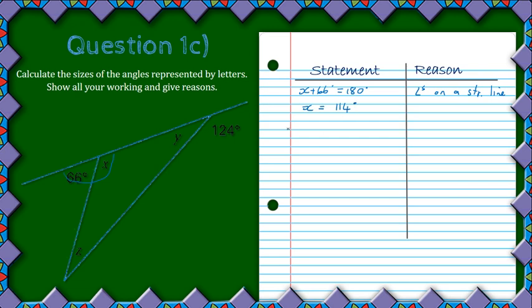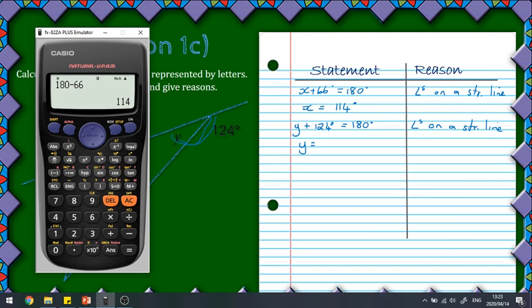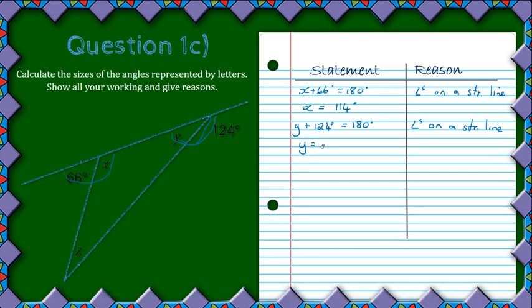degrees. Okay, and then y, also these two lie on a straight line. So once again, I'm going to say that y plus 124 degrees is equal to 180 degrees, angles on a straight line. And I solve for y by taking the 124 over and subtracting it on the other side. So that's 180 minus 124, and that gives us 56 degrees.